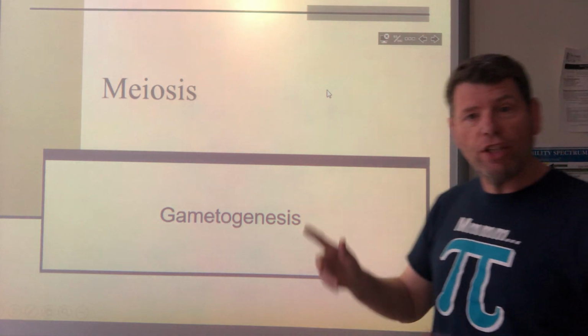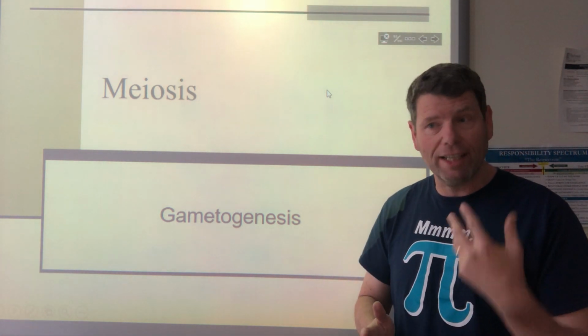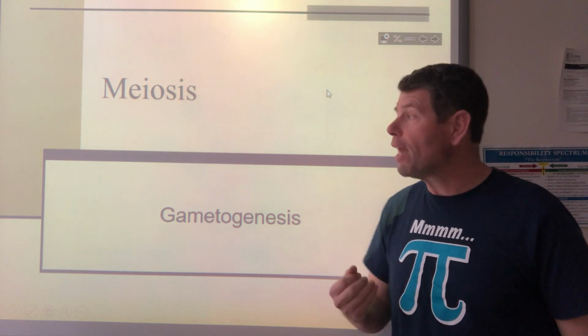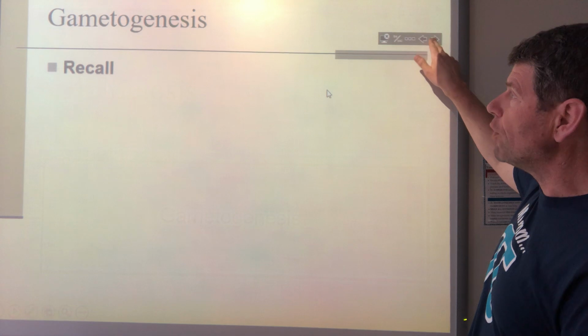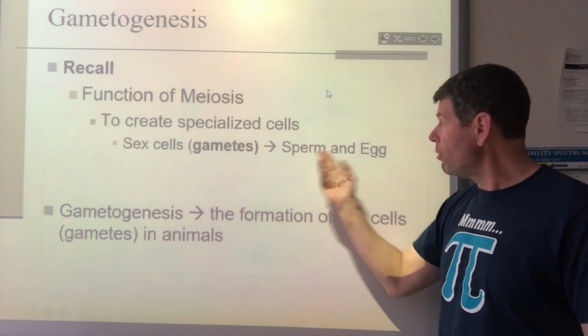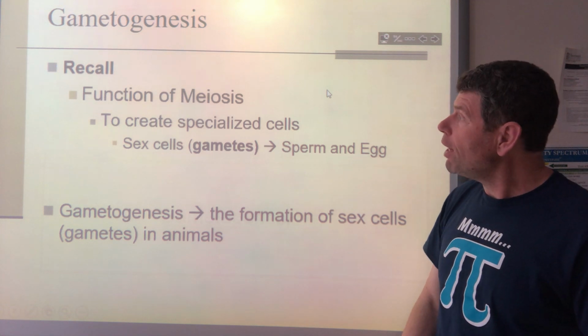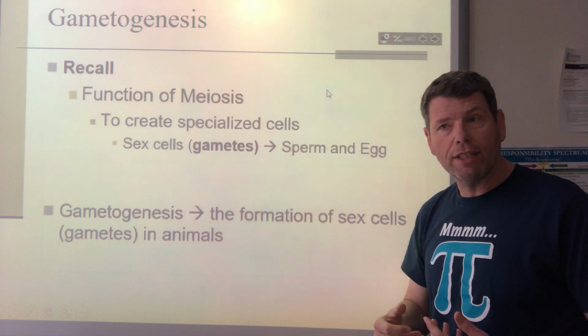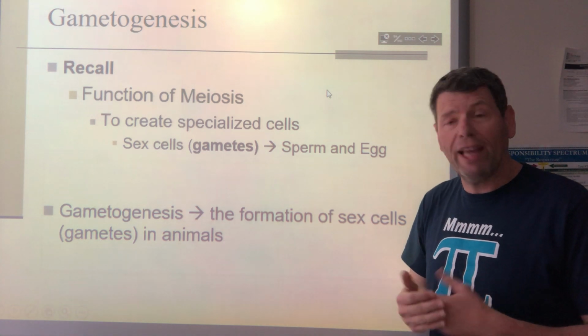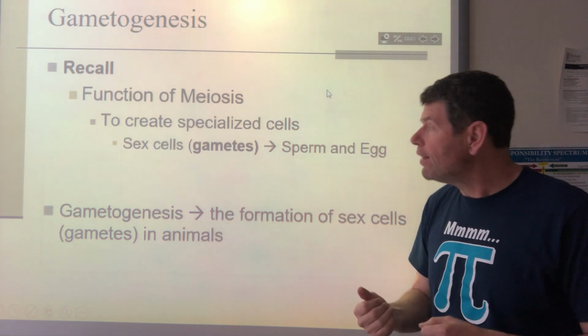All right, gametogenesis, forming of the gametes, these sex cells, because of course remember that meiosis, that's the whole purpose, is to form gametes in order to form sex cells. Sex cells are the sperm and egg in humans, but the sex cells or gametes can be different depending on what kind of species we're talking about. In the case of some plants, it's going to be spores that are formed.